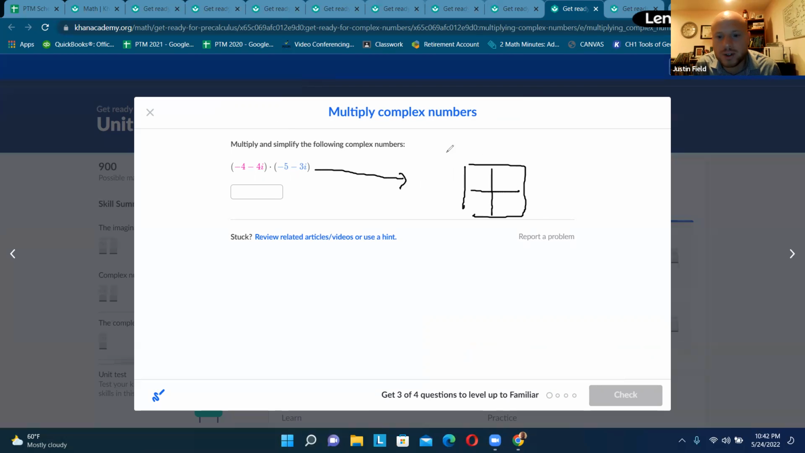So I'm going to put the first one on top, like so. I'm going to put the second one along the left side, and negative 3i, and I'm going to multiply in like a Punnett square. Negative 5 times negative 4 is positive 20. This time there's an i there. Negative 3i times negative 4i is 12i squared. Circle this guy, because we know i squared is negative 1, so that's negative 12.